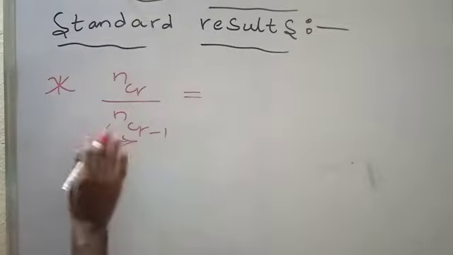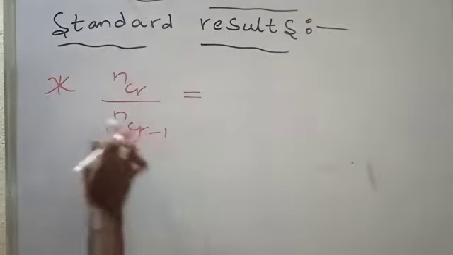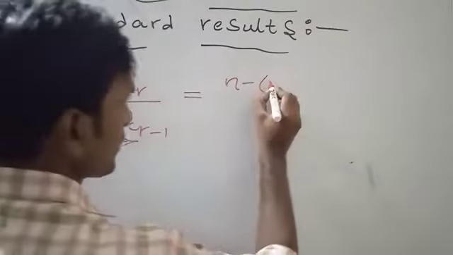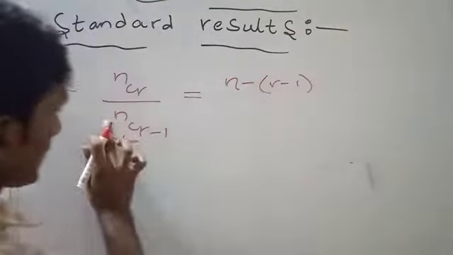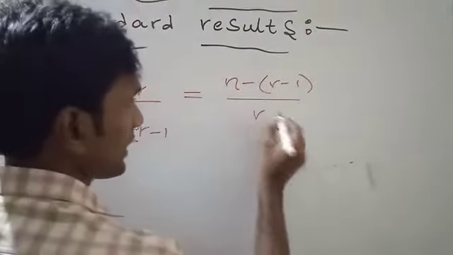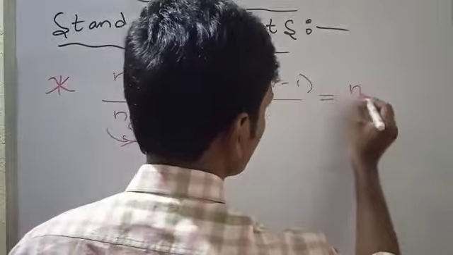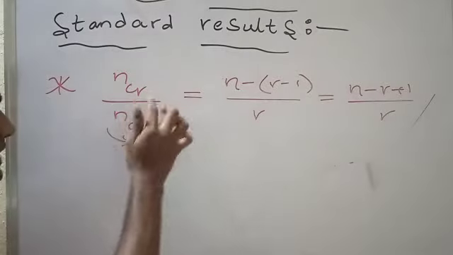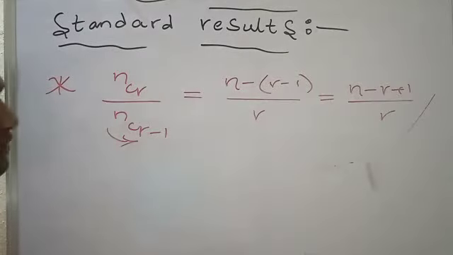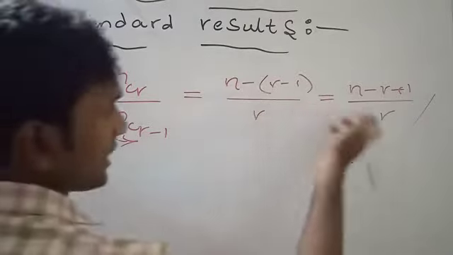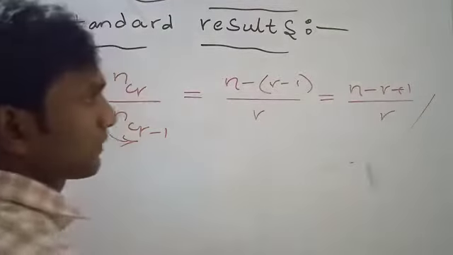Now subtract the values in the denominator: n minus (r minus 1). Write the value in the numerator, it is r. That equals (n minus r plus 1) divided by r. So finally the formula of nCr by nC(r-1) equals (n minus (r minus 1)) by r, which equals (n minus r plus 1) by r.